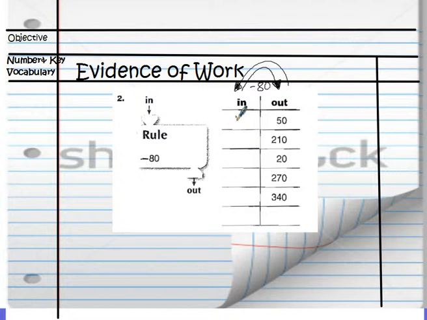That's right. The opposite of take away 80 is to add 80. So now we're going to get, again, the same information. We're going to get this number and add 80 to it. And we'll get our answer.